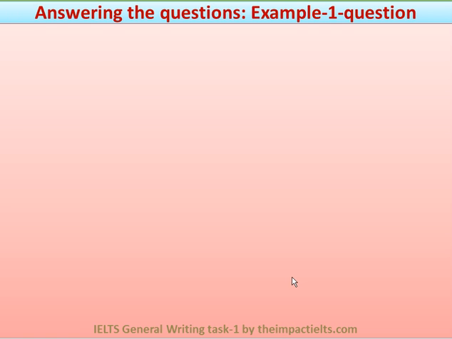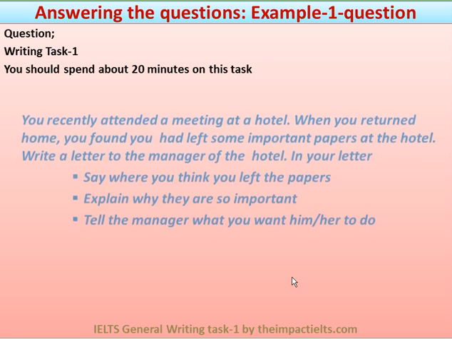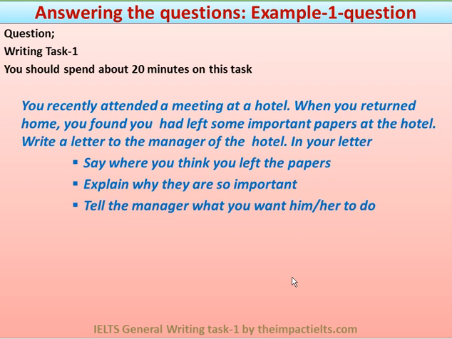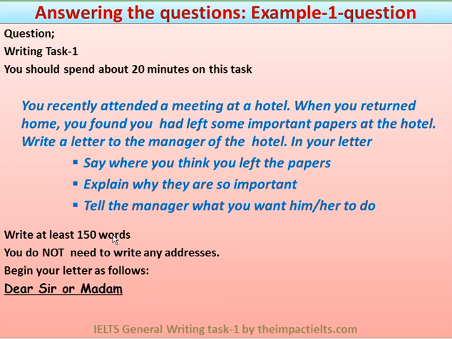Now let's try to see an example. Your question begins like this. So this is the first part of the question. Writing Task 1, you should spend about 20 minutes on this task. And then this is the question, you can see, and each question has the topic and 3 bullet points. These are known as the bullet points, and the question ends with this kind of instruction.